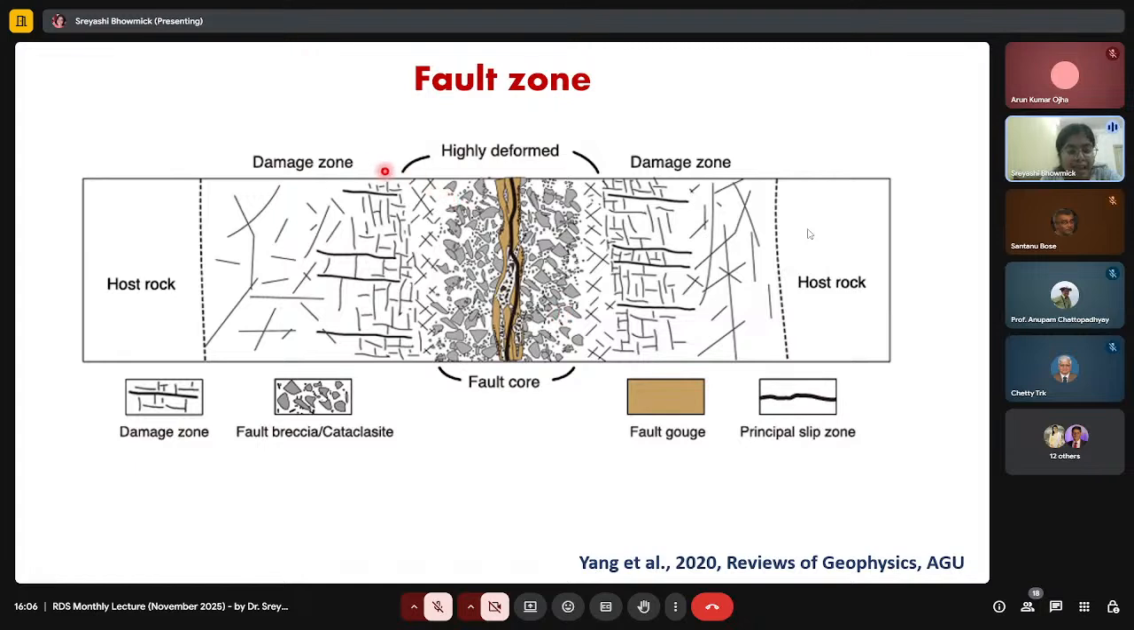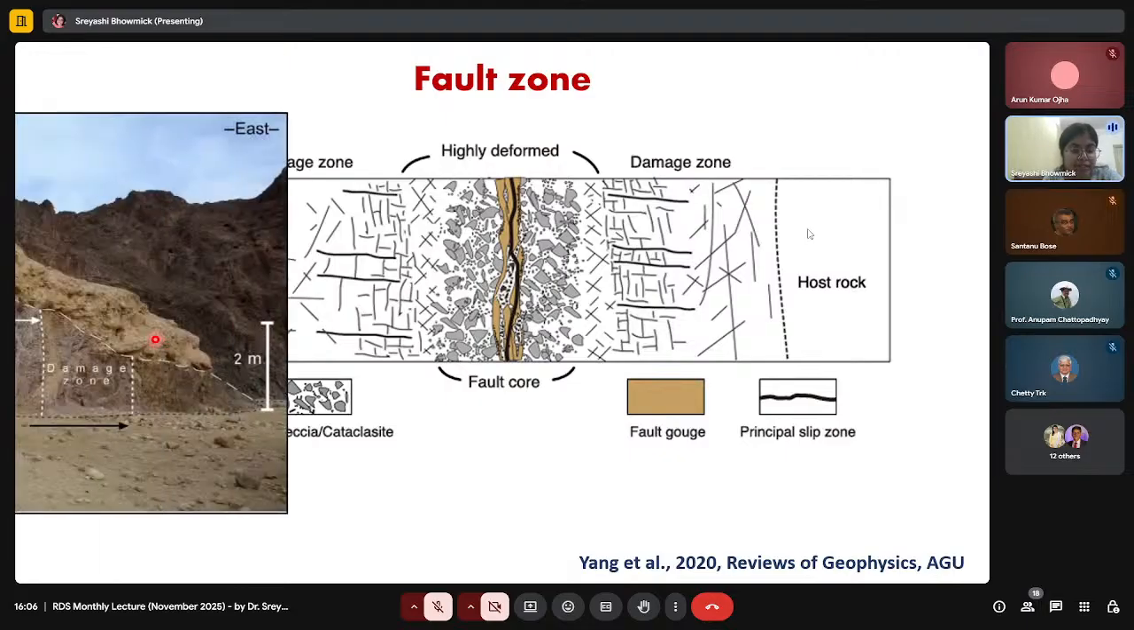Now, we have the damage zones which envelop this fault core. And if you look here, we can find a lot of fractures. So it is replete with fractures of different orientation. Now, the strain field is maximum here, and it gradually diminishes as we reach the undeformed host rock. So this is the basic architecture.